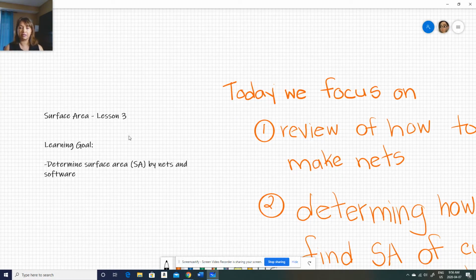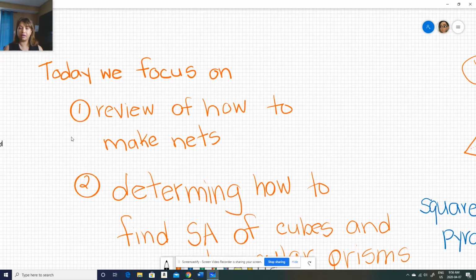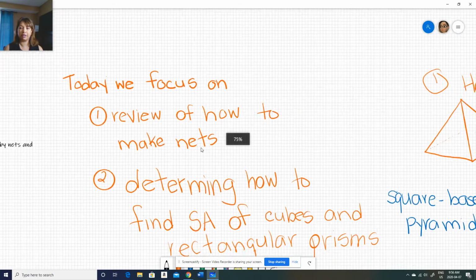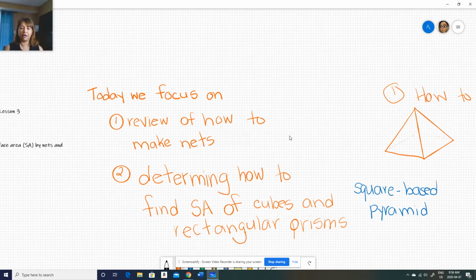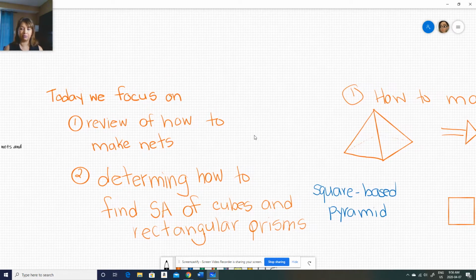Surface area, lesson 3. Learning goal: determine surface area by nets and software. Today we're focusing on a review of how to make nets and determining how to find surface area for cubes and rectangular prisms. Again, we're finding the area of cubes and rectangular prisms. Really, it's easy peasy, so don't stress.